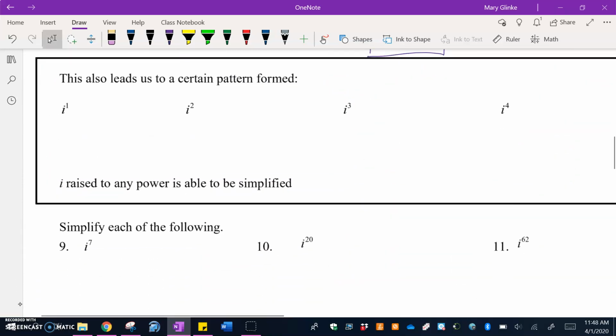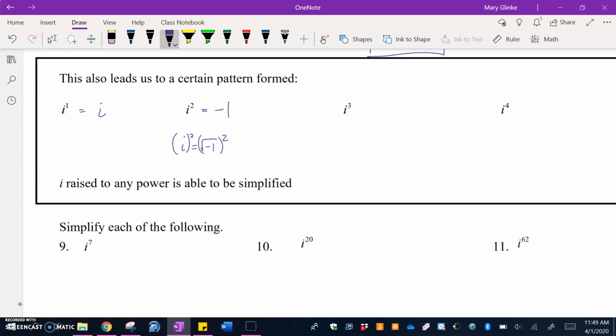Complex numbers and i's have an interesting pattern that is formed when you start raising i to different powers. i to the first power, just like anything else to the first power, is just itself. i squared is a little bit different because i is the square root of -1. If we were to square both sides, i squared then becomes -1.